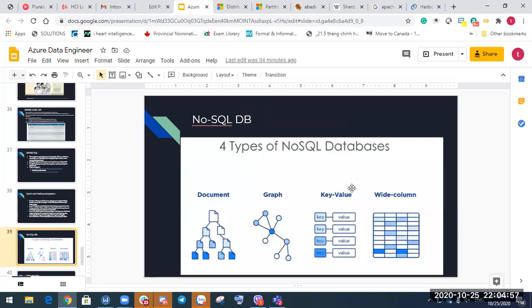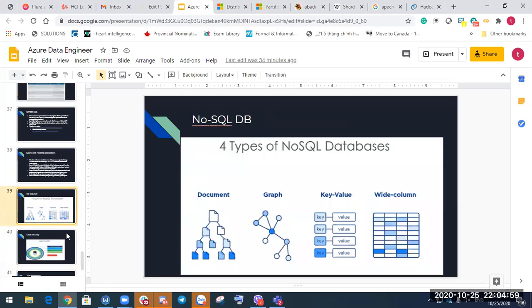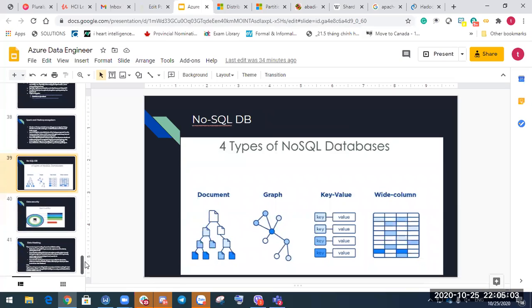So I just want to briefly talk about NoSQL databases. We will talk more about this when we go to the Azure section. Remember when I talked about relational databases, right? The contrast of relational database is the non-relational database, or NoSQL. There are 4 types of non-relational database that we need to be aware of.